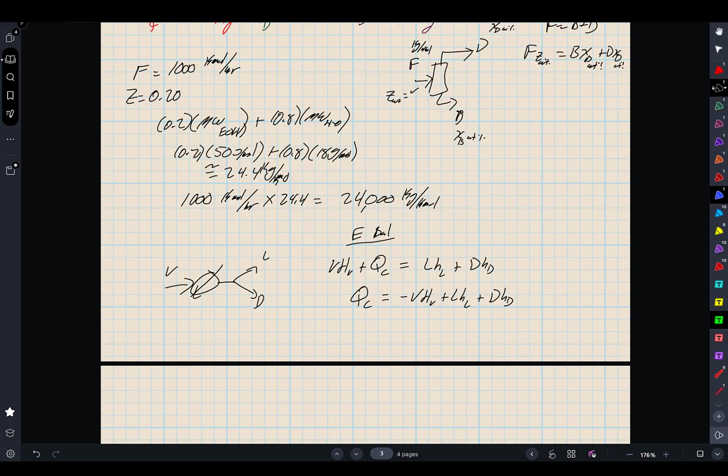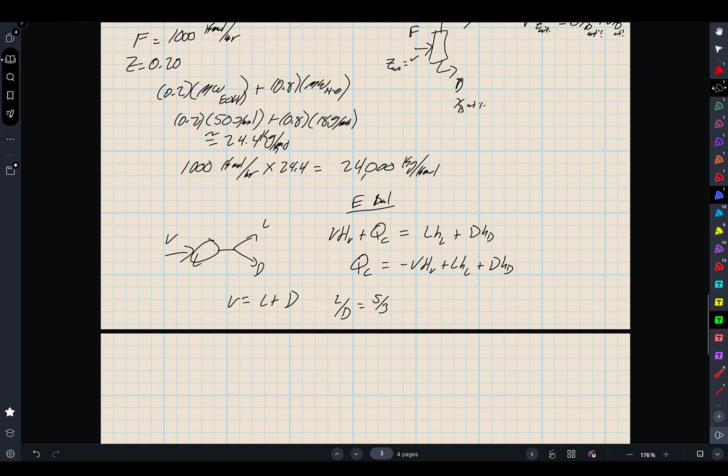Here's where we need to look at the overall mass balance about this. If we look at that mass balance, we know that V is equal to L plus D. We're also at this point given the reflux ratio of L over D is equal to, I believe it was 5/3. So we have that ratio if we need it.